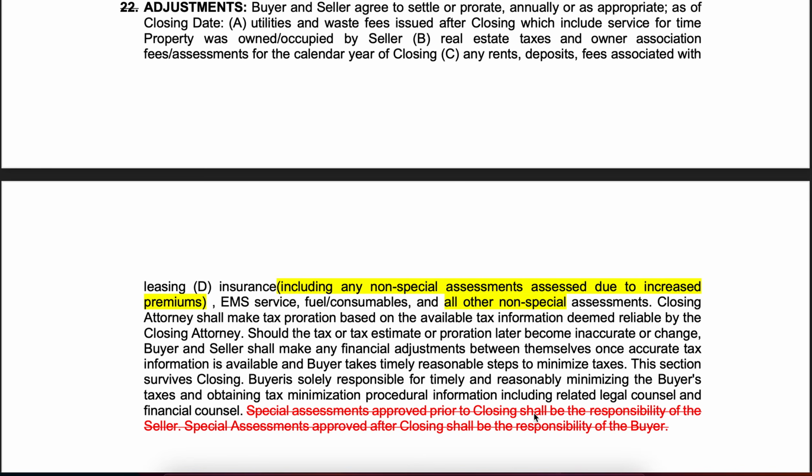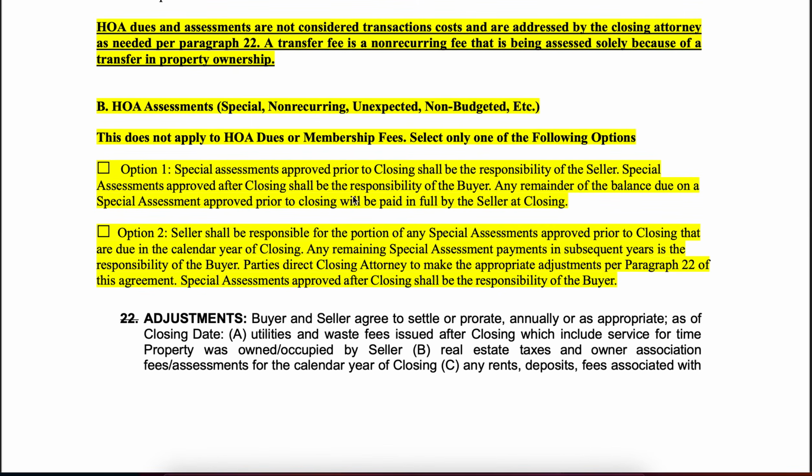So trying to provide some clarity there, when we talk about the closing attorney can adjust and prorate for insurance, that is including any non-special assessments assessed due to increased premiums. So if it's a special insurance assessment, that would apply under special assessments in paragraph 6. If it's just an insurance premium increase, then that would be handled in paragraph 22. And then we clarify that any assessments we see here are non-special assessments. So special assessments are handled in B, in paragraph 6. Any other HOA assessment, including those for insurance, are handled in paragraph 22.